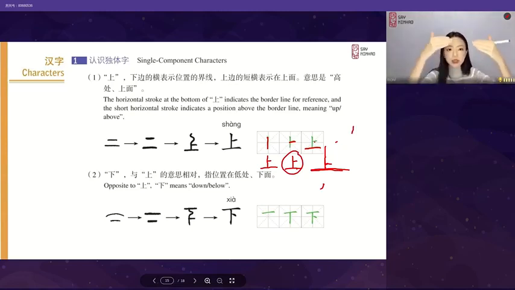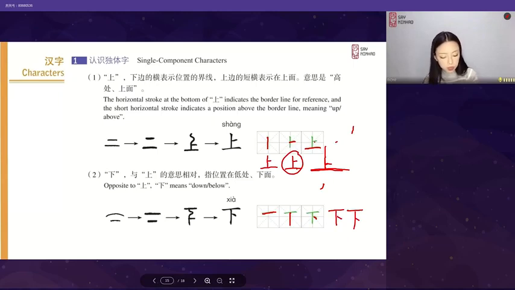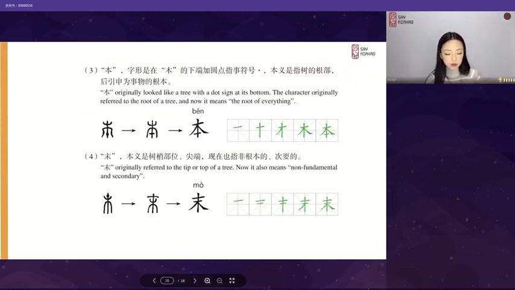Okay, this is just reversed 上. First, we will write a long horizontal and a vertical. And then this time, it is not a horizontal, it's a dot. Okay, try to write it with me. Horizontal, vertical, dot. Again, horizontal, vertical, dot. It is really easy. So try to practice it more and pay attention to this. This is a dot and this is a horizontal.